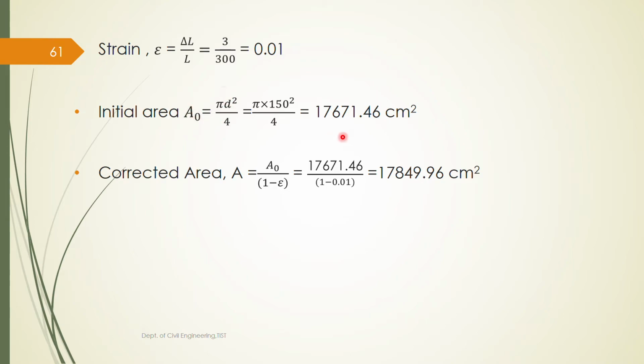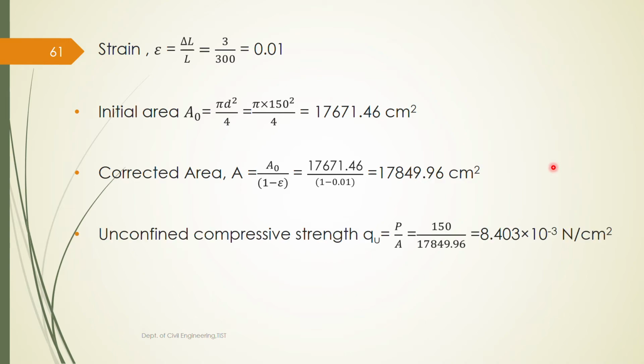The initial area is denoted as A0. Diameter was given, so this is the initial area. Now corrected area, A is equal to A0 by 1 minus epsilon. So this is the corrected area. Now we know that axial stress is equal to the unconfined compression strength at failure. So unconfined compression strength Qu is equal to P by A. P is the load at failure, A is the corrected area. So you will be getting this value as unconfined compressive strength.